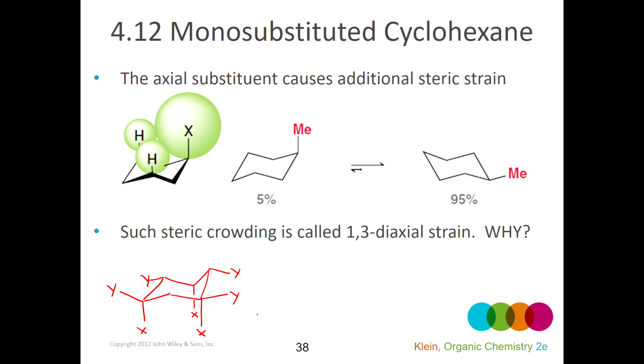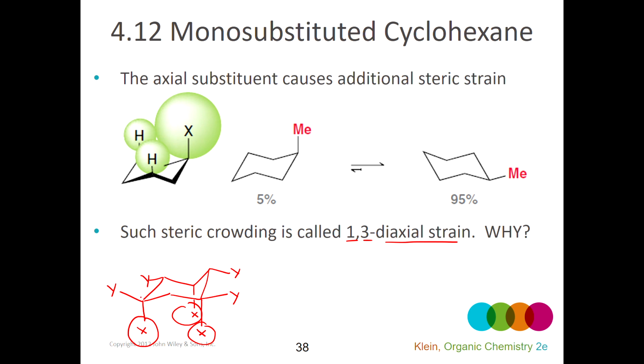They're not really that close together. They're gauche to one another, but this axial group repulsion, especially if you make a model, you'll see these groups are pretty close together and they cause a lot of repulsion. And so that's called 1,3 diaxial strain.